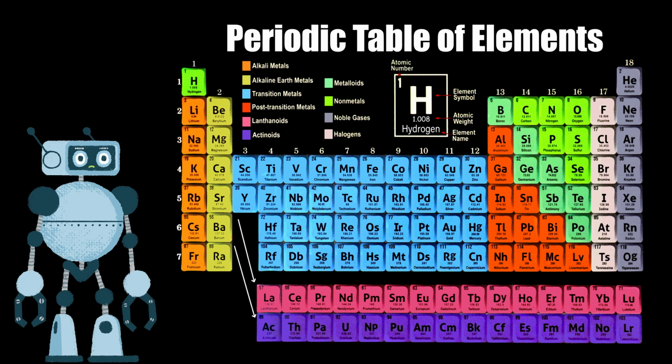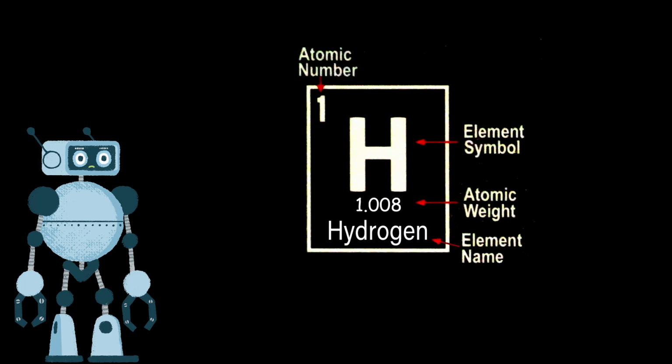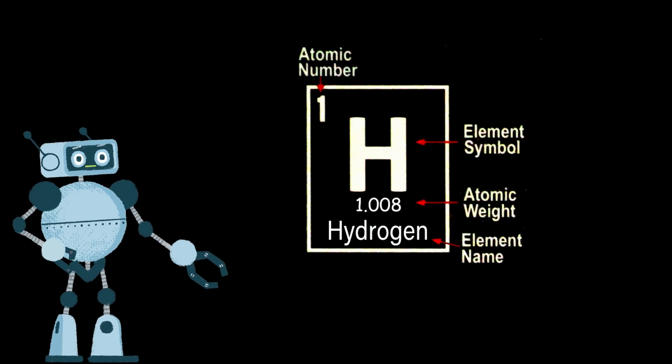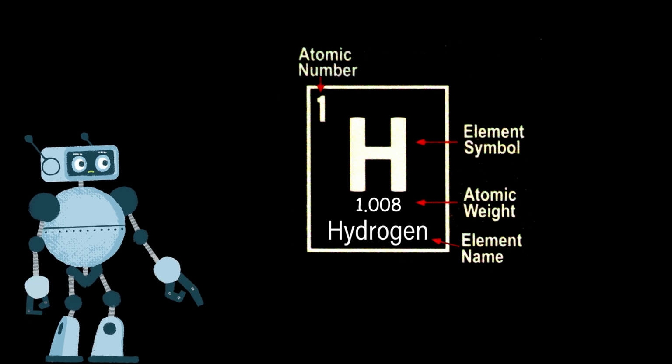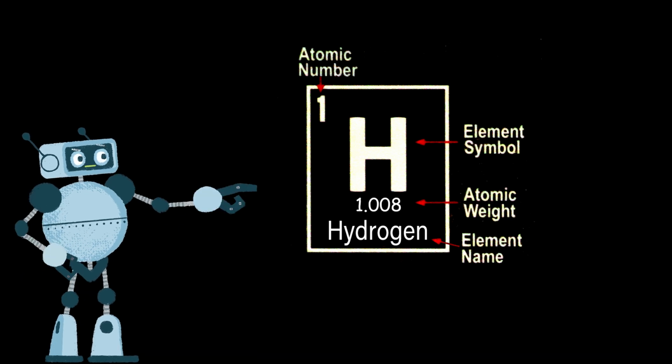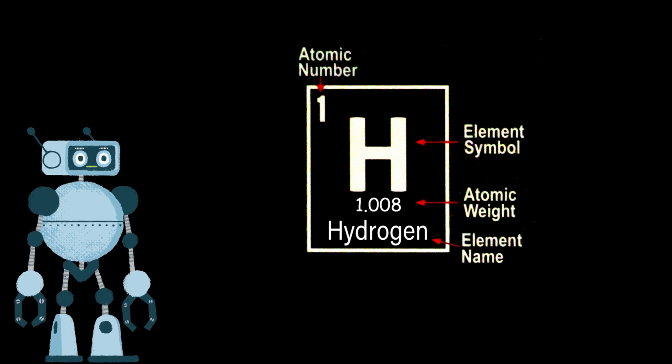Structure of the periodic table: elements and atomic number. Each element has a unique number, called the atomic number, which represents the number of protons in its nucleus. The atomic number is usually written above the element's symbol. For example, hydrogen, H, has an atomic number of 1, meaning it has 1 proton.